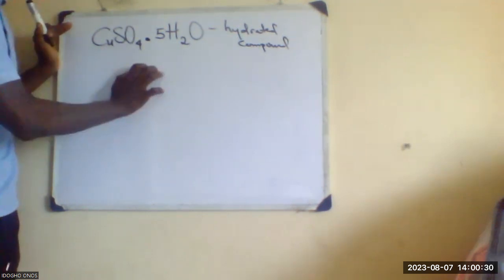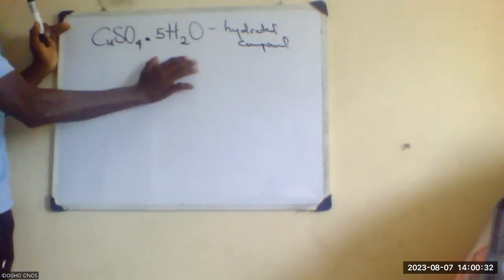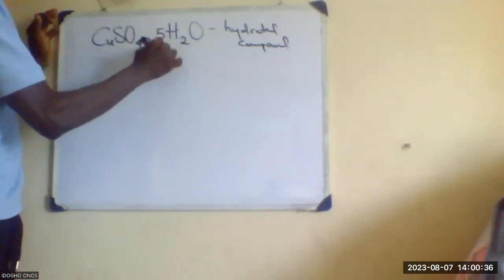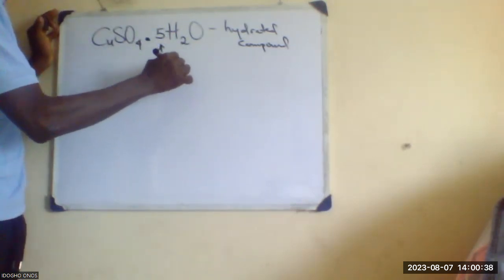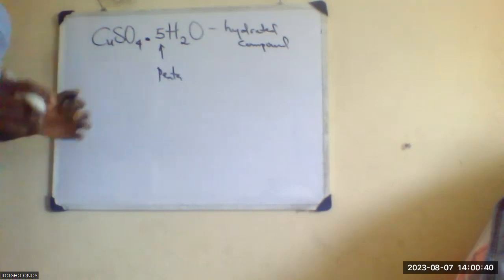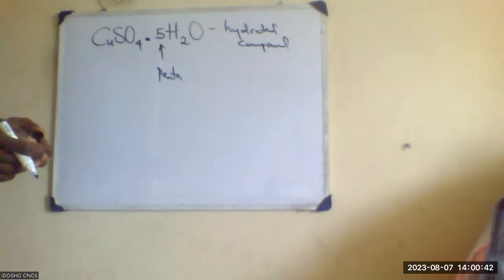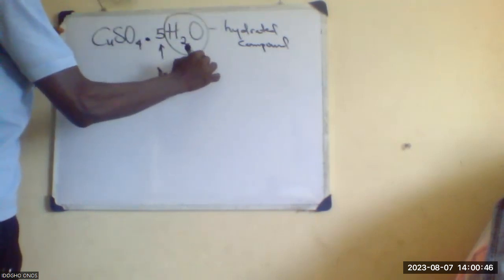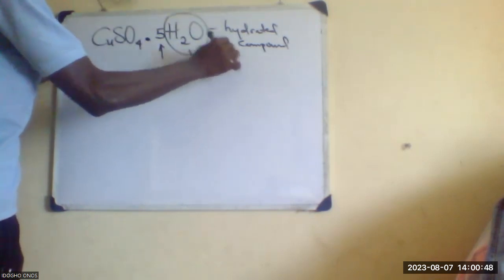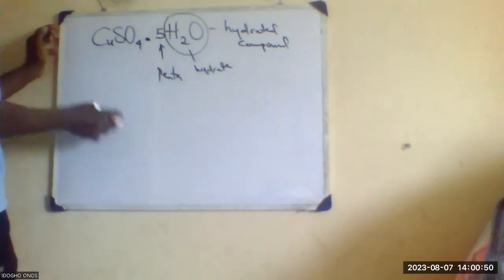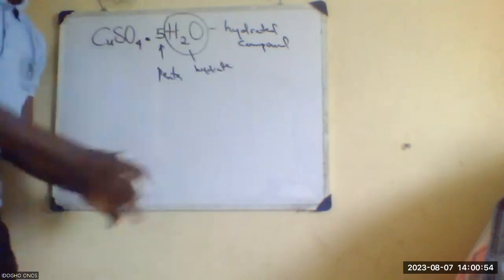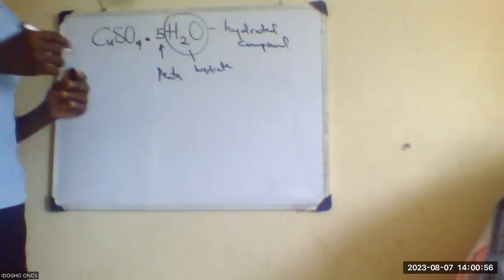I'm sure nobody has issue with that one. The aspect here is this dot 5H2O. 5 is penta, like a pentagon, a polygon with 5 sides. Then, because of this water, it is called hydrate. So it is pentahydrate. So it is copper 2 tetraoxo sulfate 6 pentahydrate. That is the name of this compound.